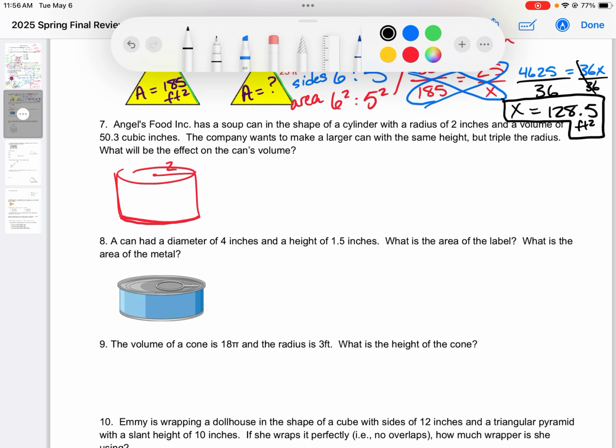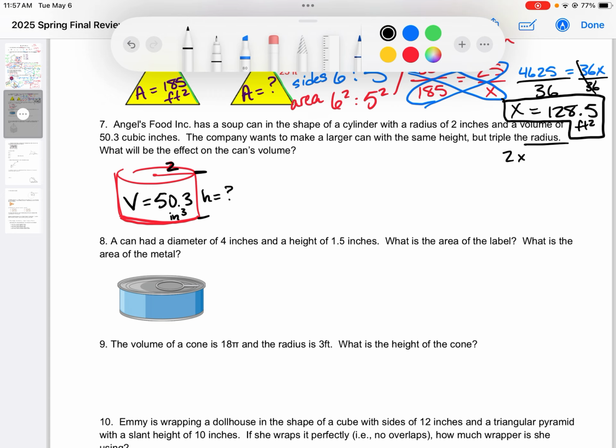All right. Let's move to number 7. Number 7 says Angel's Food Incorporated has a soup can in the shape of a cylinder with a radius of 2 inches and a volume of 50.3 cubic inches. The company wants to make a larger can with the same height. So their height is actually going to stay the same. We don't know it, but it's going to stay the same.